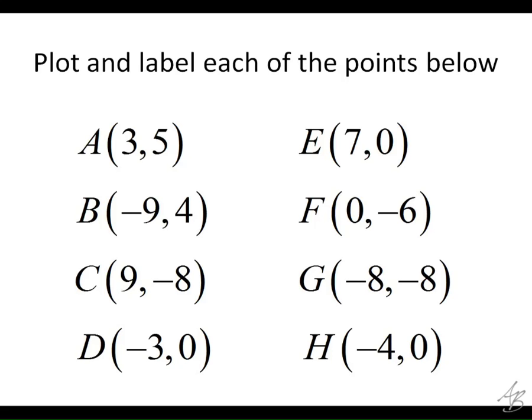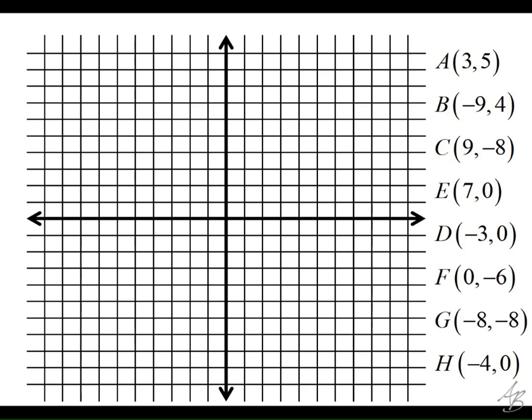On the back of your notes, I want you to plot and label each of the points. So when you plot point A, put a point there and then put a capital A next to it. And then when you plot point B, put a point there and then put a capital B next to it. So let's go ahead and plot these together here. Remember, on each one of these, the first number tells us to go which way? Right or left. The second number tells me to go up or down.